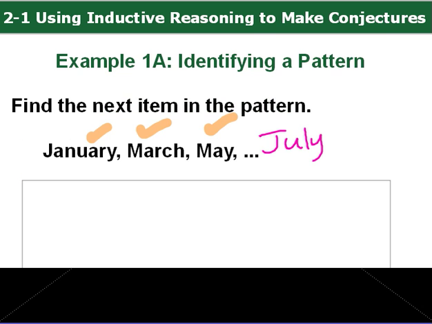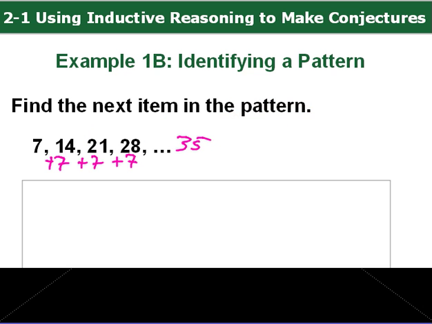So here we have the next three items in the pattern. Again, here we start with January, March, May. Notice we're skipping every other month. So our next one is going to be July. And the key word here is a pattern we're looking for. Wow, all the answers are there. Isn't that great?